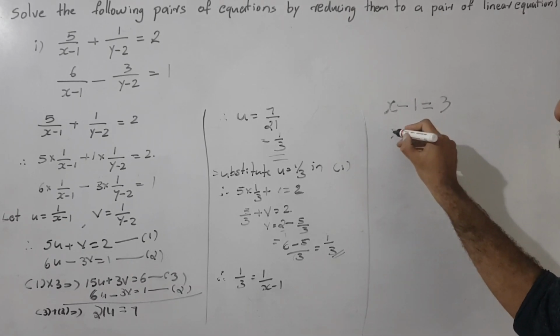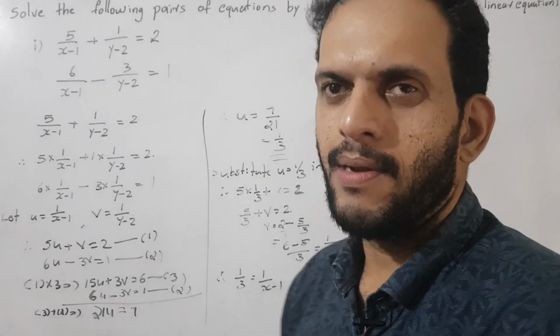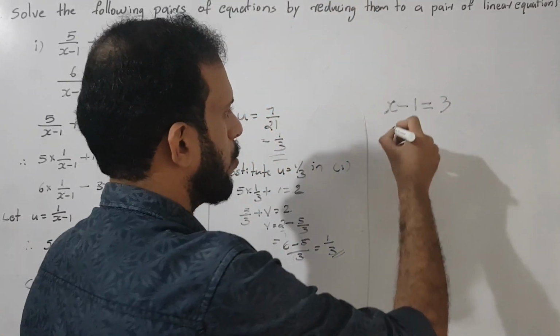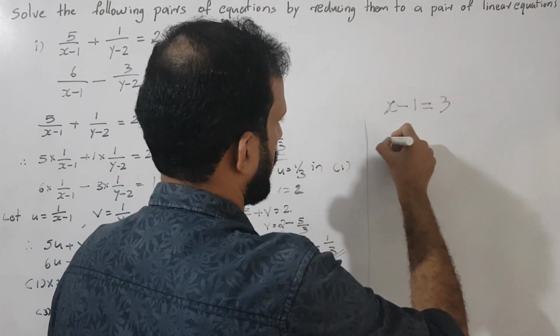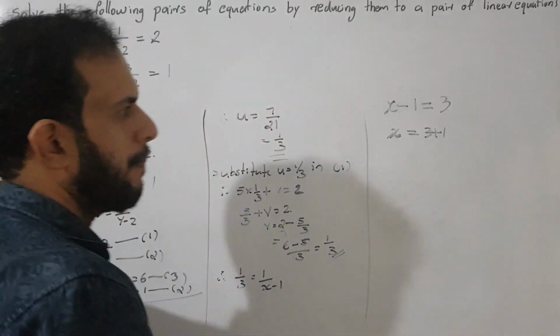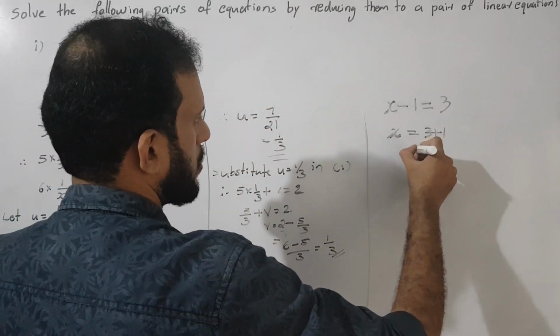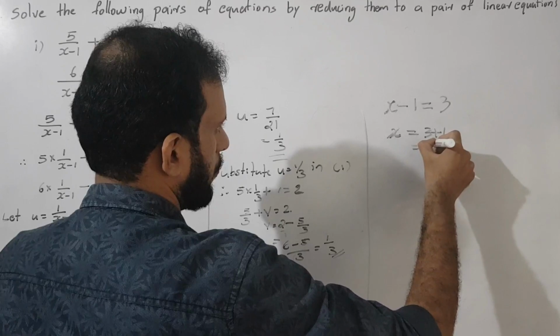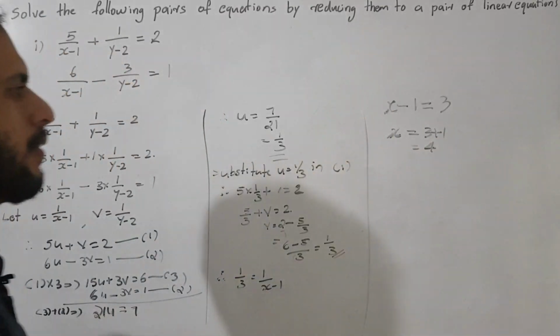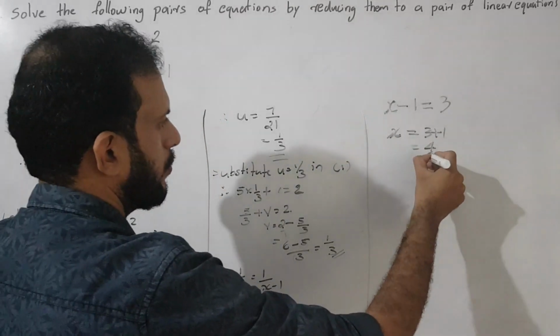Then x is equal to, what is next? x is equal to, we transpose minus 1, correct? Then it becomes 3 plus 1. What is x? x is equal to 3 plus 1 is equal to 4. Okay, then the value of x is equal to 4.